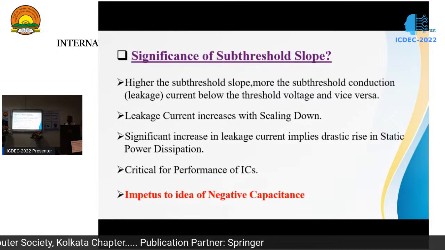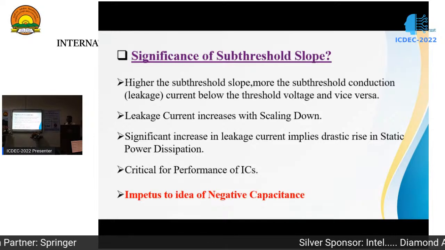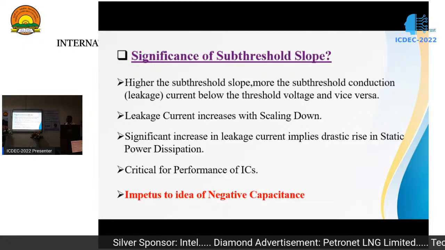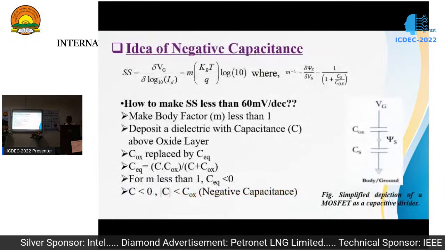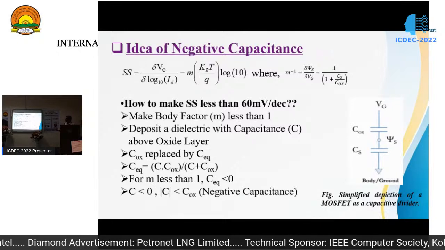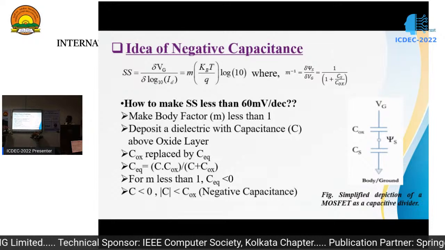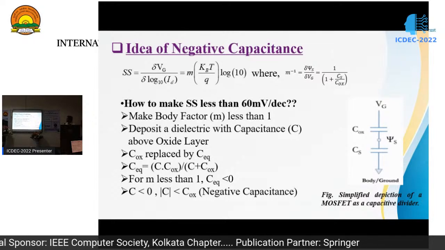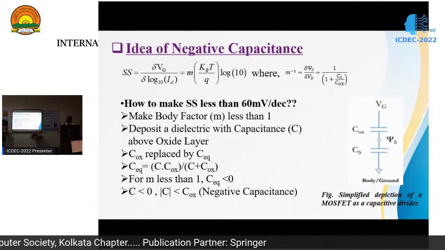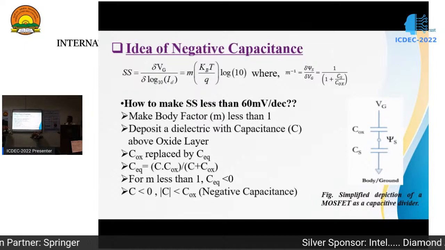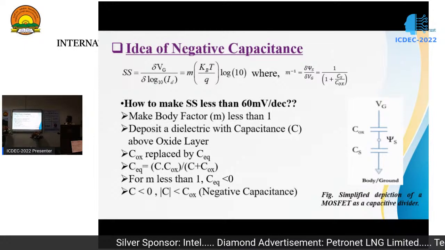Now, this gave an impetus to the idea of negative capacitance. S. Dutta and S. Salahuddin proposed the idea of negative capacitance in 2008. Now, what is the idea of negative capacitance? This is the usual formula of the subthreshold slope, where m is the body factor. If we want MOSFETs to obey Moore's law for the decades to come, we need to make certain changes in the architecture. One thing we need to do is make the body factor less than 1.